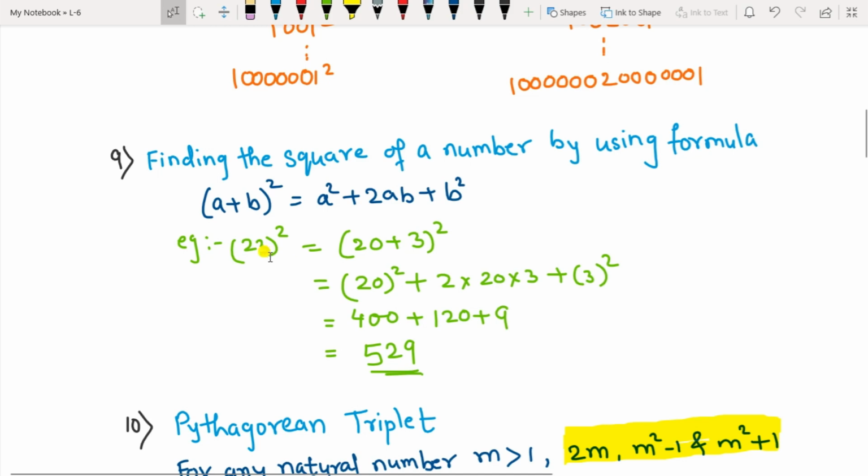So for this you have to write 20, means 2 is in the tens place, so 20 plus 3, that gives you 23. Split the number like this and take the whole square. So the first number is a and the second number is b here. According to the formula, substitute the values, that is 20 square plus 2ab, so 2 into 20 into 3 plus 3 square, that is b square. Write the squares of the numbers, multiply the middle term and then add all the numbers, you get the answer. So 23 square is 529.